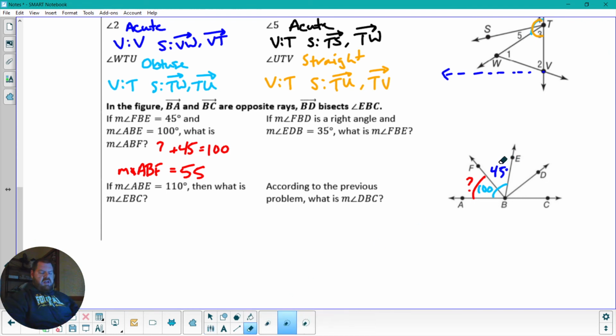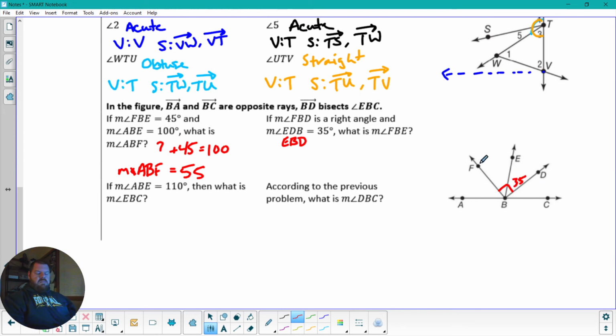Okay, I'm going to erase what I have in the diagram there because we're going to set up another scenario. It says if FBD is a right angle, so it measures 90 degrees, so we put a little elbow in there. And EBD, that's written wrong, let's say EBD, not EDB, is 35 degrees, so this one here is 35 degrees.